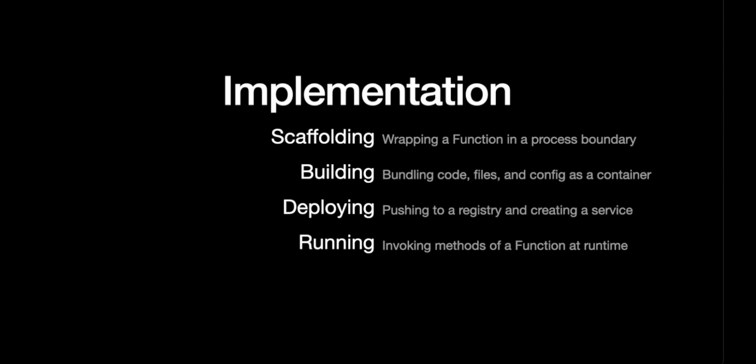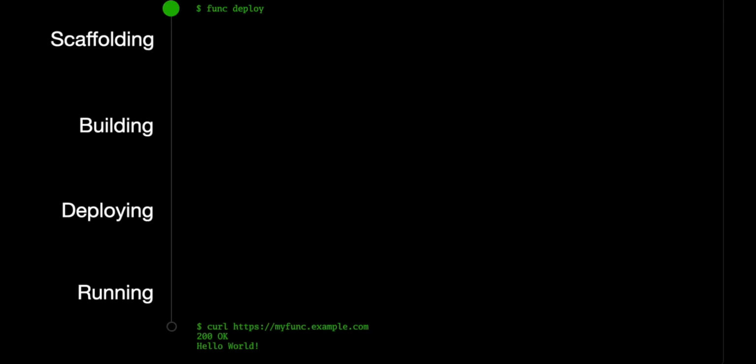And finally, running is what happens at runtime. The requests come in, the scaffolding code, which has an HTTP server running, receives a request and delegates it to the function. And not just regular requests, it'll also handle things like the liveness and readiness probes, etc. So what happens when we run func deploy? Well, the very first step is it needs to detect the method signature.